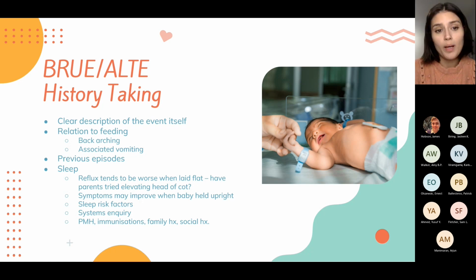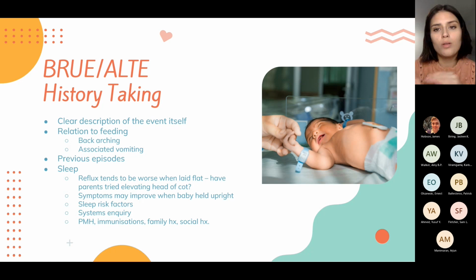You want to inquire about the sleep conditions of the baby. So not only are you worried about sudden infant death syndrome risk factors, but also there are certain conditions that can be exacerbated by lying flat during sleep. That's when these events can often happen. So reflux can be a lot worse when they're laid flat. So ask if the parents have got the head of the cot elevated.